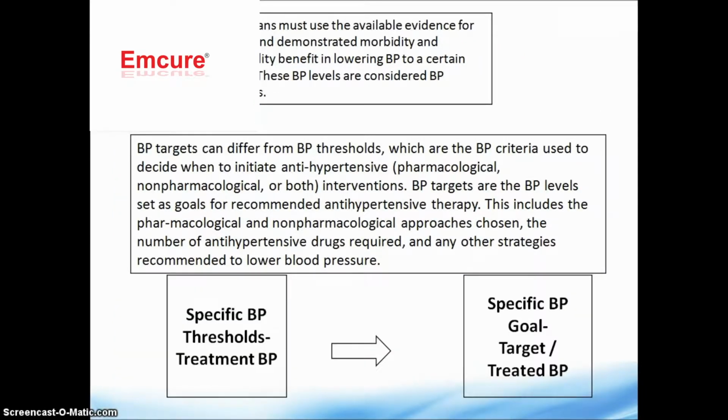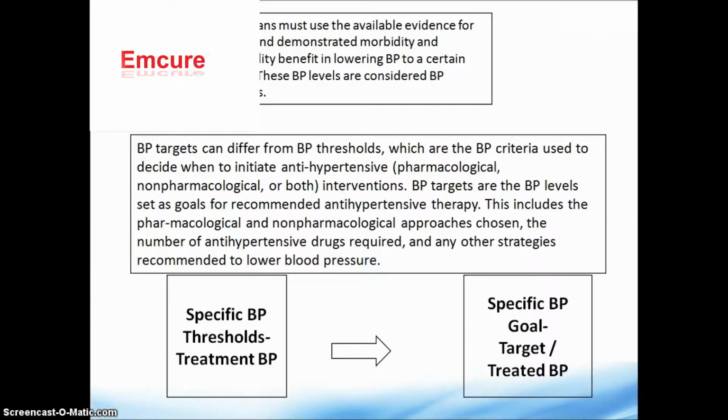This slide highlights the JNC 8 guidelines. It mentions what the threshold blood pressure is and what the goal or target blood pressure is. For ease of learning, I have differentiated the two. The threshold blood pressure, or specific blood pressure threshold, is the treatment BP, the blood pressure at which treatment should be started in a patient. And after giving an antihypertensive drug, you achieve a certain target or goal. That is the goal or the target blood pressure.